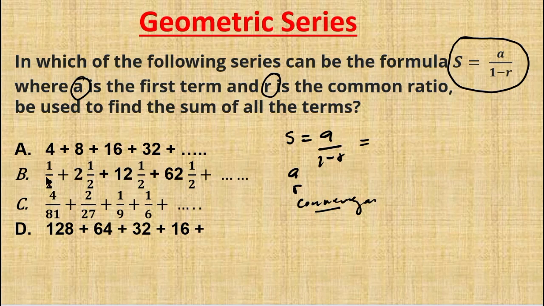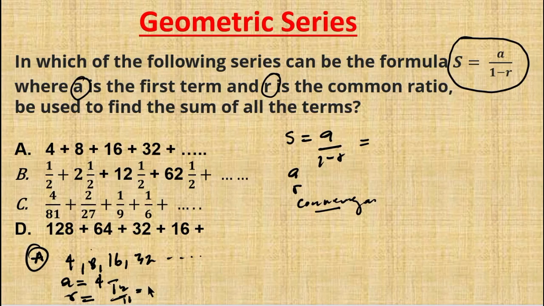Now, option A contains 4, 8, 16, 32. If you look at this series, A equals 4 is the first term, and R is the same thing as T2 over T1, which is 8 over 4, equals 2. Now, let's test for convergence. For this series to converge, R must be less than 1. If R is greater than 1, then the series will not converge. And for R equal to 2, the series will definitely not converge.